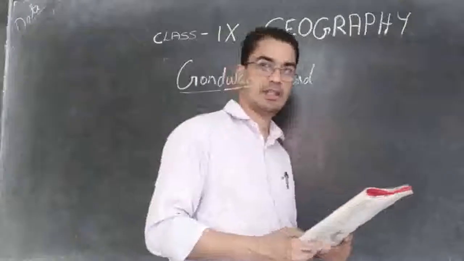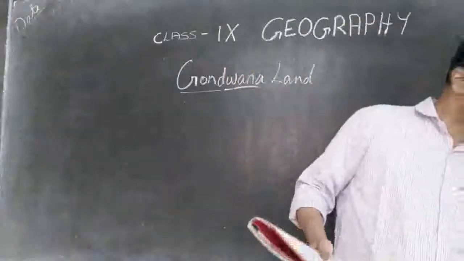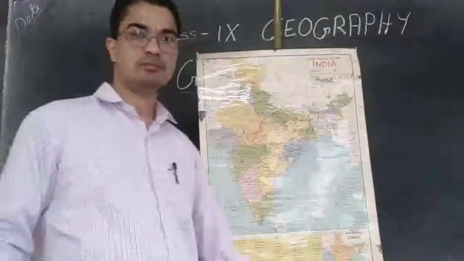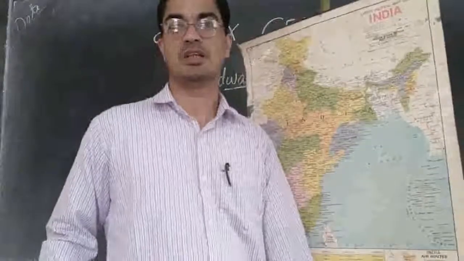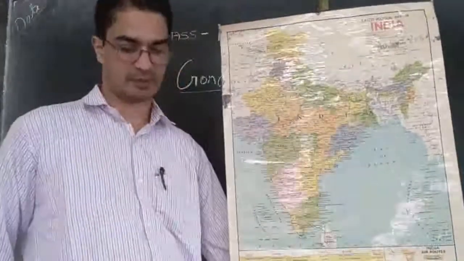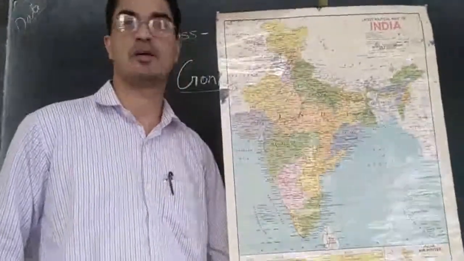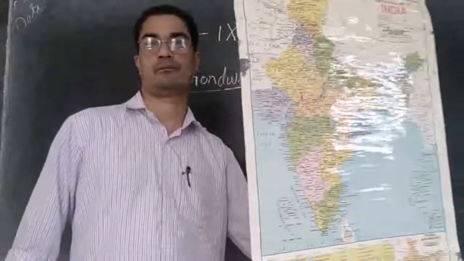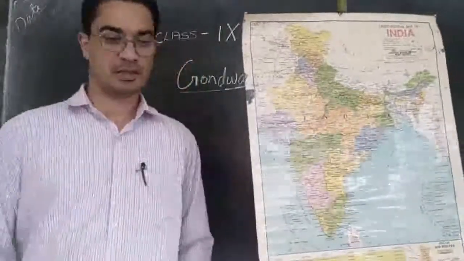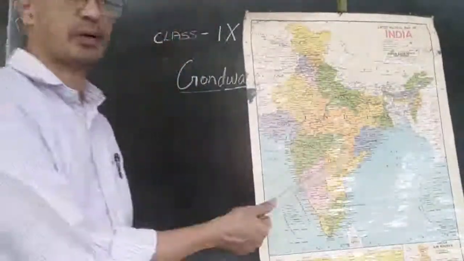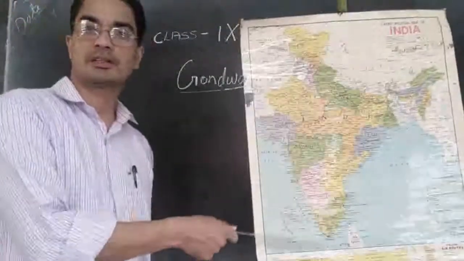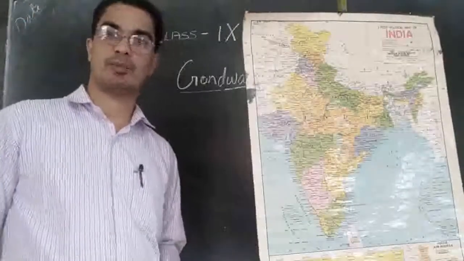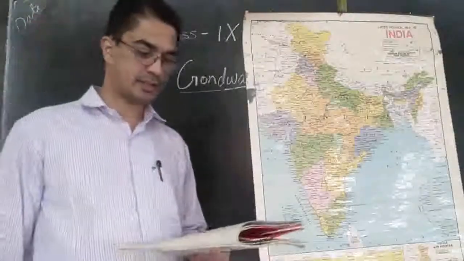So we shall study that. We shall see the map as well. I hope you are able to see. Okay, so the peninsular part, that is the lower part of India, is part of the Gondwana land, and that is the oldest landmass in the world, we can say.